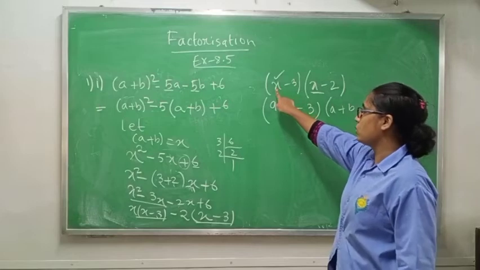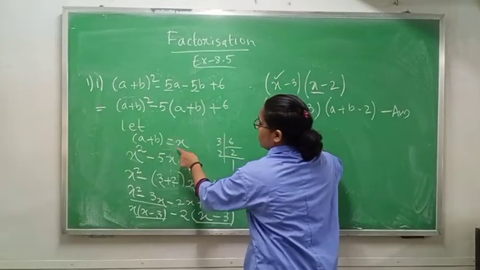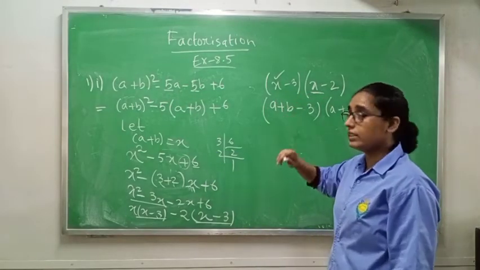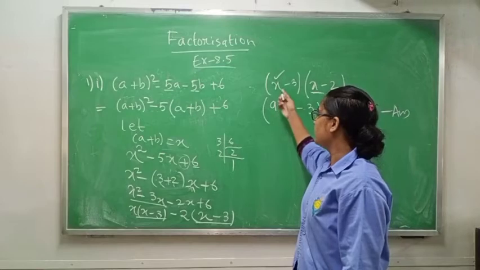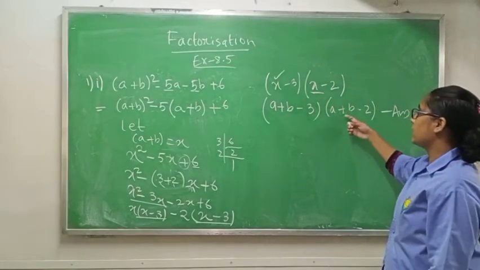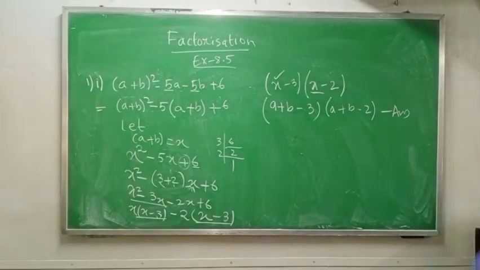Now in place of x you have to write a + b, because we let a + b equal to x. In the question there is no x present, it means that you have to remove that x. That is why in place of x I am writing (a + b - 3). Again in place of x I am writing (a + b - 2). Okay. Copy this one.